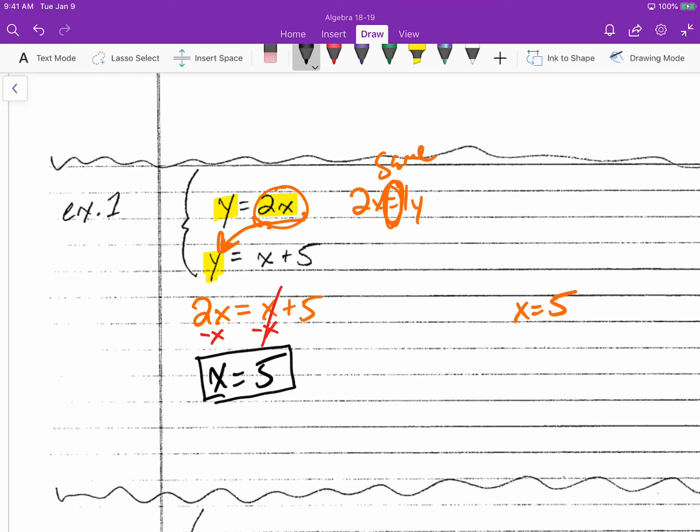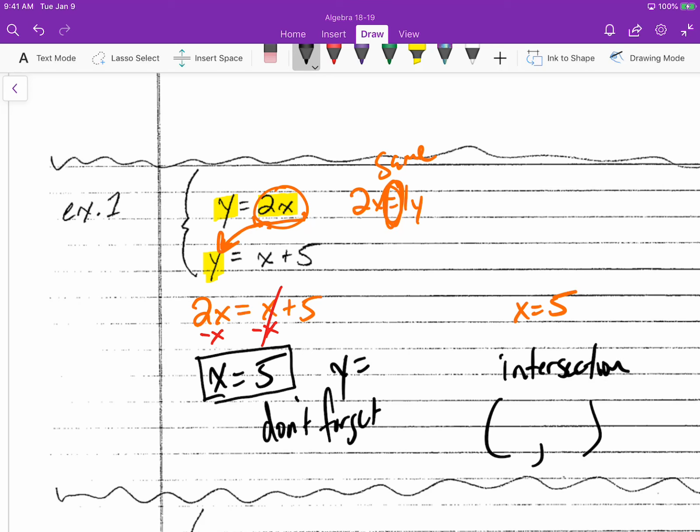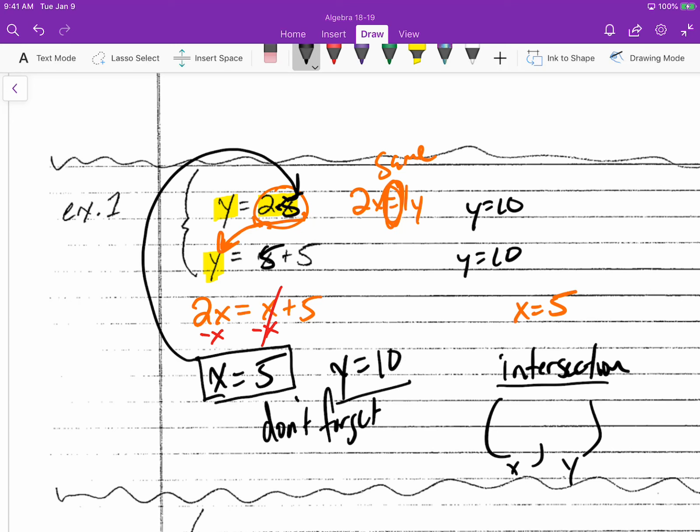However, remember there are two letters in this situation, so don't forget we are looking for the point of intersection. That's what we're looking for in this chapter. So think about that. I need an x number and I need a y number always. So I use the algebra to figure out x, but then I also have to plug x back in. So if I do 2 times 5, I get y equals 10. And if I do 5 plus 5, I get y equals 10. Either way, it doesn't matter what equation I plug it into.